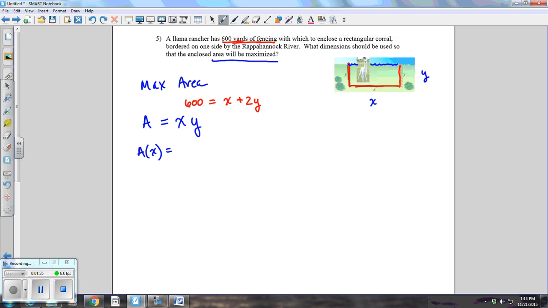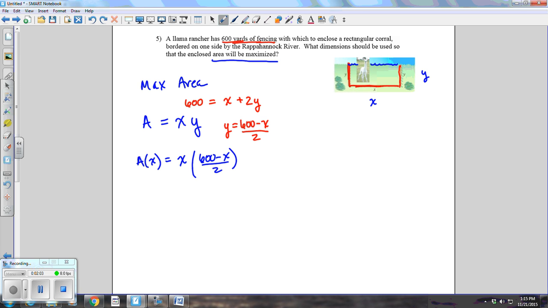And so, typically we've been eliminating our Y value. So let's take that equation and manipulate it so that we have 600 minus X divided by 2 would eliminate our Y variable. So if we rewrite our area equation now, we can write it as X times 600 minus X over 2.